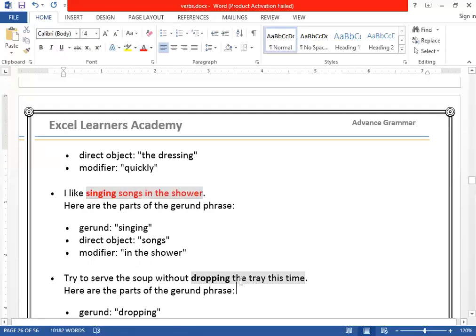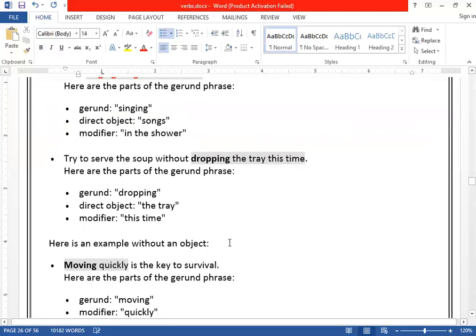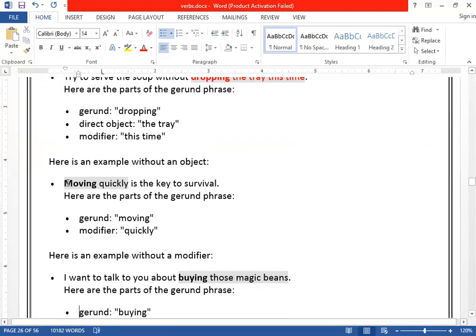Here are more examples. Try to serve the soup without dropping the tray this time. Dropping the tray this time is a gerund phrase. Moving quickly is a gerund phrase. Buying those magic beans is a gerund phrase.